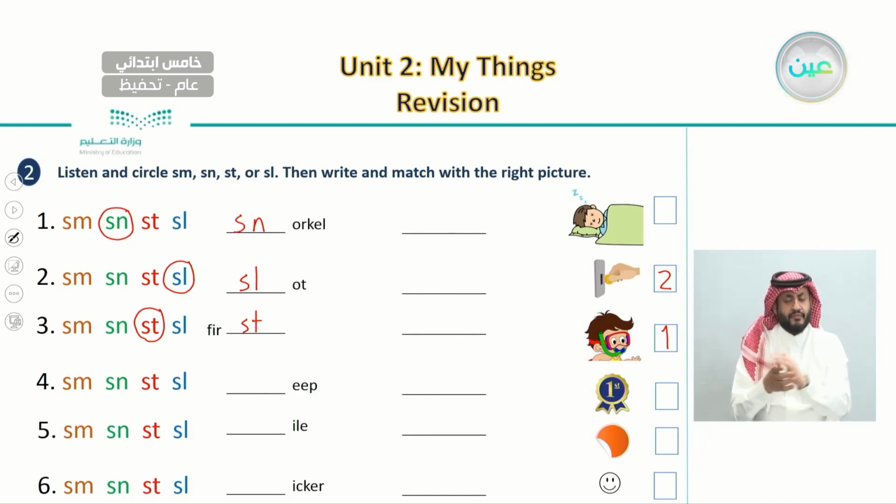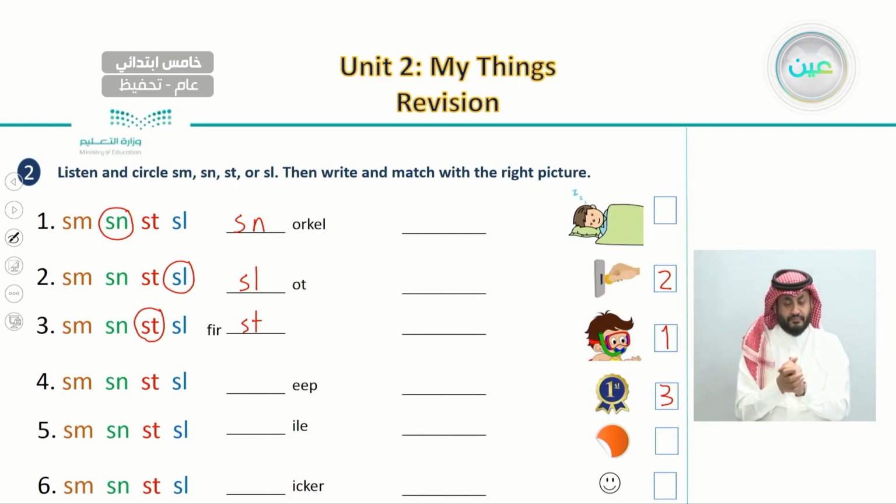First, what do you mean by the word first? First usually means number 1 or the first place. So here you go. This picture represents the first place. So we go here and we write number 3. Now let us move on to number 4.